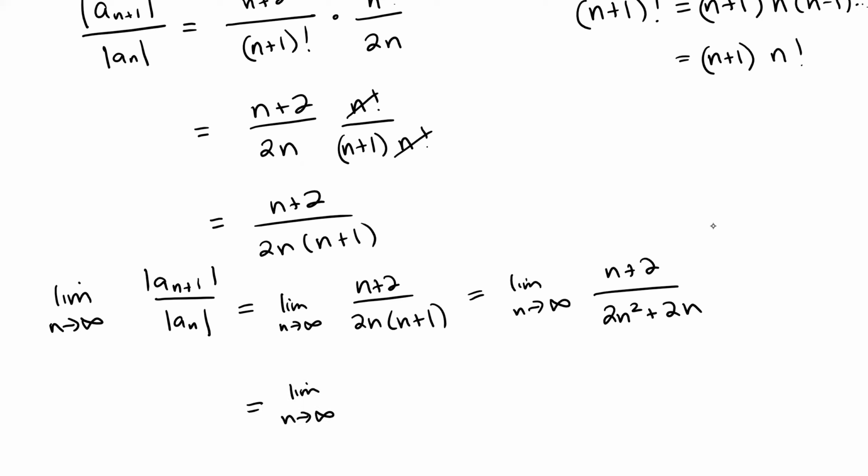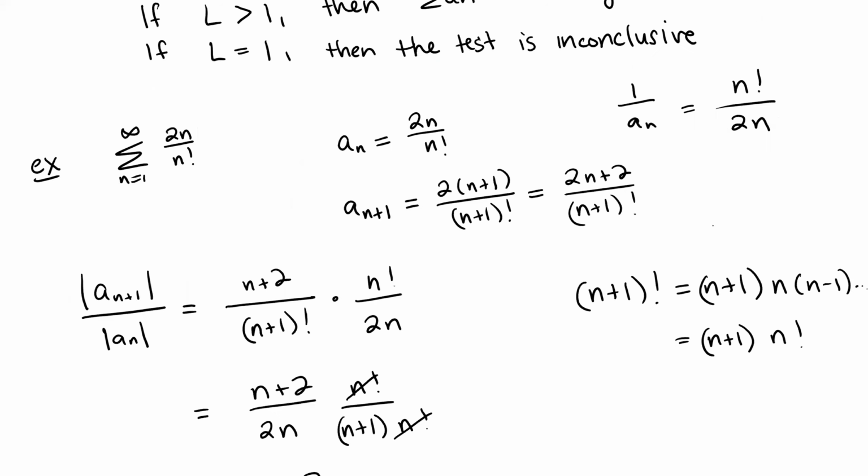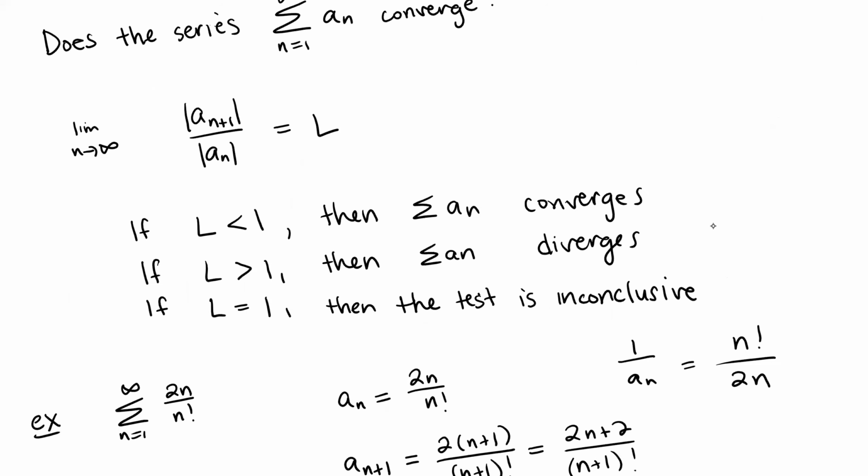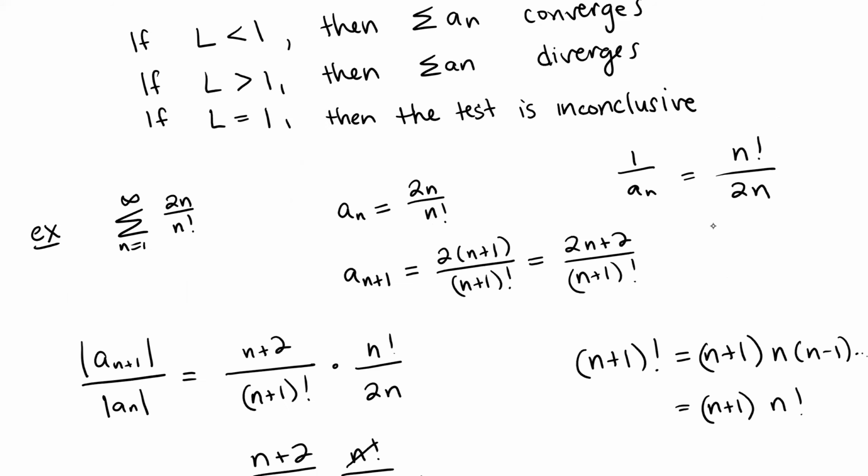And that gives us 1 on top, and then the derivative of the denominator is 4n plus 2. And now as n goes to infinity, we see this goes to 0. Okay, so we have found that the limit as n goes to infinity of our ratios is equal to 0. So let's go back and see what that means. 0 is less than 1. So this means that our series converges.